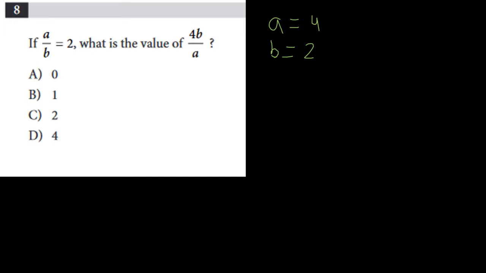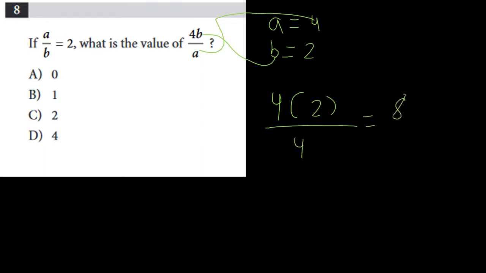So I'm going to plug it into this formula over here. It's going to look like 4 times 2 divided by 4, and that'll be 8 divided by 4, which equals 2. And I know C is going to be my answer. So the trick to this is making numbers that are small so that you can plug them into the formula.